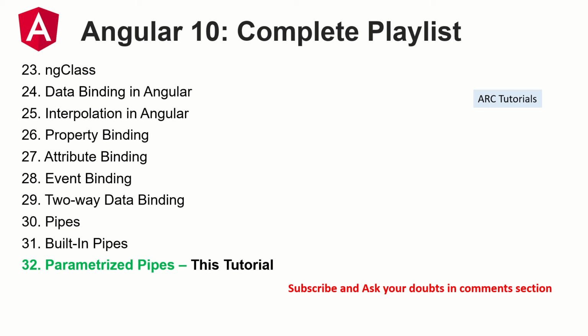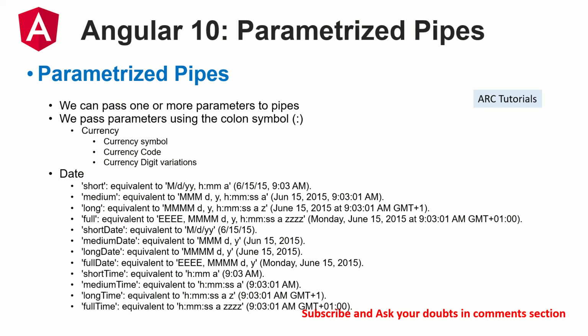Today is part 32 of this particular series. Today we are learning about parameterized pipes. So what are parameterized pipes? These are the pipes which can accept more than one parameter. Parameters are nothing but conditions, right? We know that pipes will take a data input and process it into a desired output. While doing so, there can be some conditions, like what kind of data we need, for example, currency, dates, percentages.